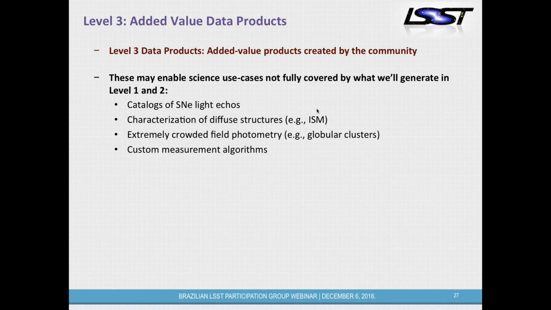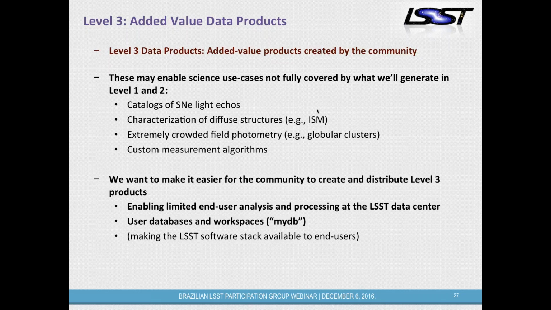And then you can come up with custom measurement algorithms. For example, if you're interested in interacting galaxies, or galaxies that don't look really like double Sersic combinations, you may come up with different ways to characterize them, and you will want to run that. So these are all various science cases that may spur the community to generate new data products on top of LSST data. And we want to make it easier for you to create and distribute those.